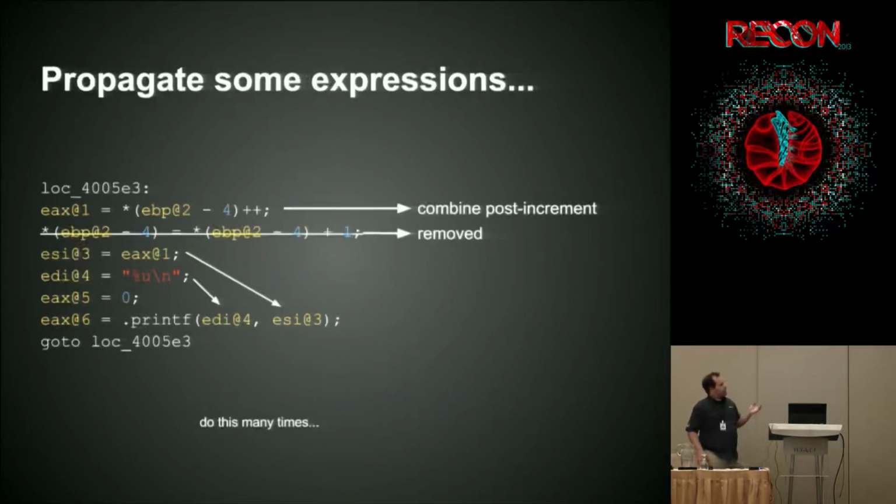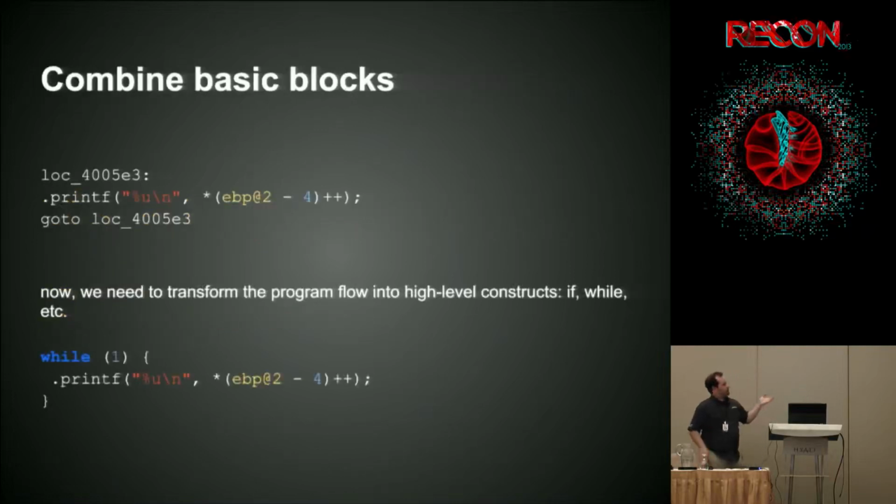So after that, you can propagate expressions. For example, you have the post increment, which is merged in the last statement, and then the registers, they're used only once, so they can be merged in the function call. And then you have the original function call. So you do this for all of the blocks, and then you can combine the control flow. So here you have a goto without an exit condition, so it's just an infinite while.